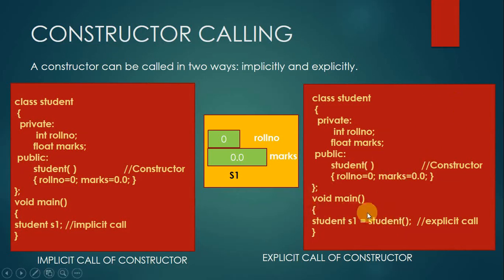So I can call the constructor implicitly as well as explicitly. The function of both the calls is same. Here also the student S1 object of type student is created in memory and the value 0 will be assigned to roll number and value 0 will be assigned to marks. So this is the explicit call in which I am explicitly calling the constructor function like this, and this is the implicit call in which the constructor is called automatically. There is no need to give the name of the constructor function. Here we are giving the name of the constructor function, you can see here. So this is the difference between the two calls. Although the functioning is same, there is only a difference in writing the syntax.